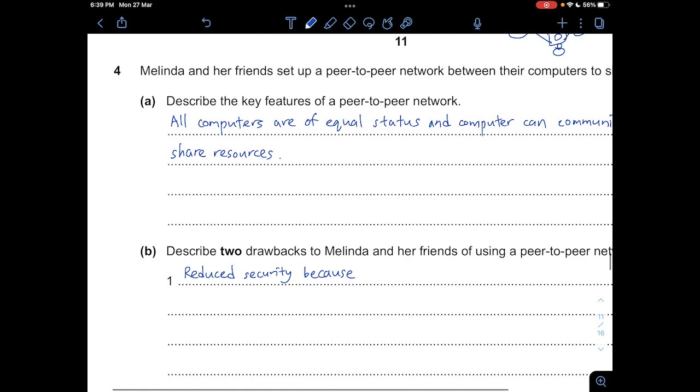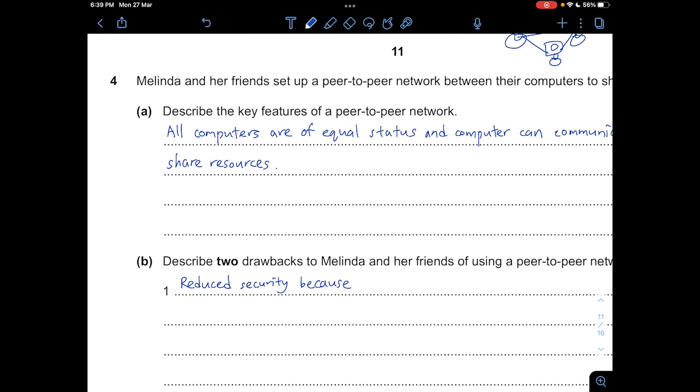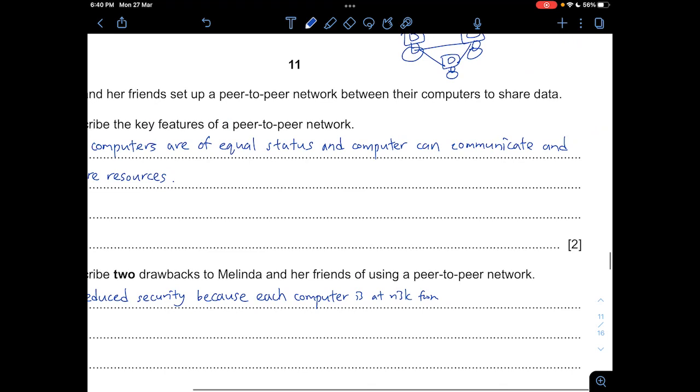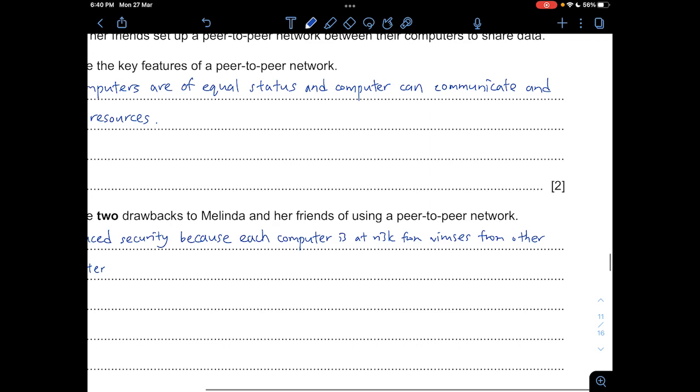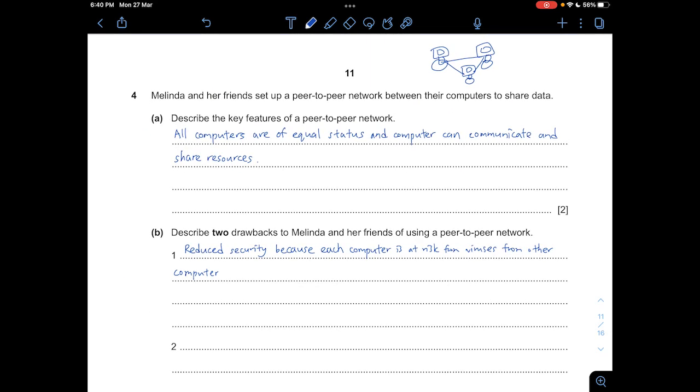So there's reduced security because each computer is at risk from viruses from other computers. And then another drawback would be, if you want to share files, you must make sure that the computer is turned on.